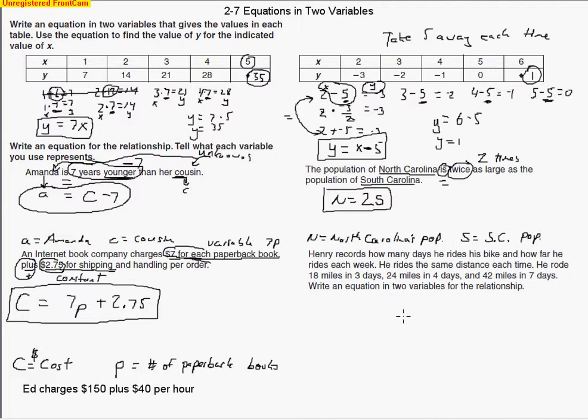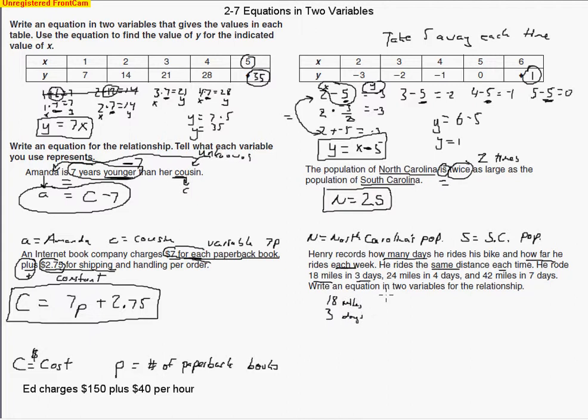Looking at our next one, it says that Henry records how many days he rides his bike and how far he rides his bike each week. So how many days, and how far he rides each week. So those are two things. Let's continue reading. It says he rides the same distance each time. And so that's important too. He rides the same distance each time. And he rode 18 miles in 3 days. So let's write that down. 18 miles is every 3 days. So this is a distance, miles and days.